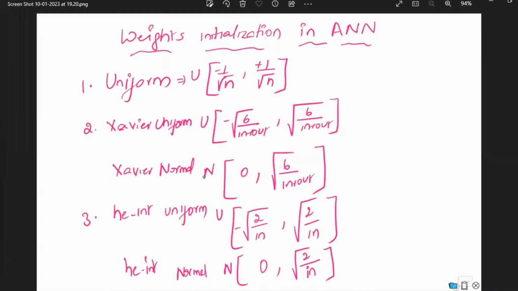For weight initialization, we have different formulas. What are the options? The first option is called uniform.